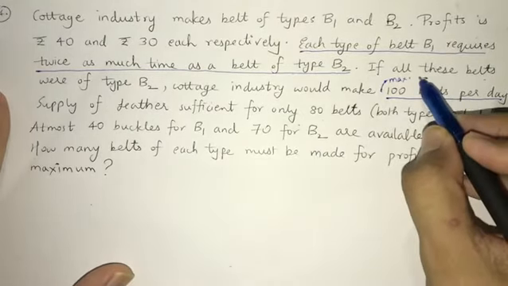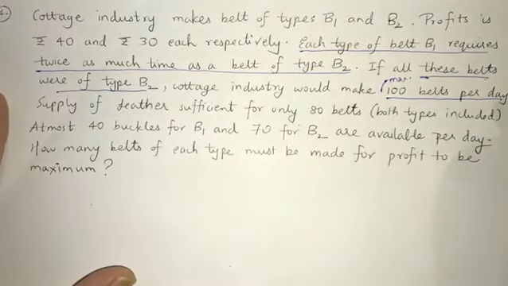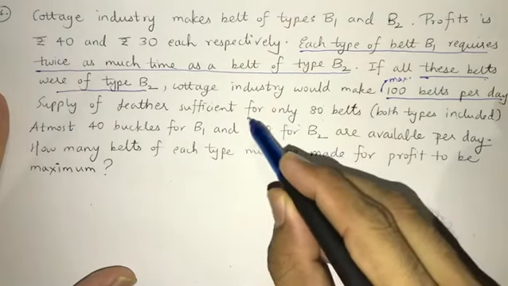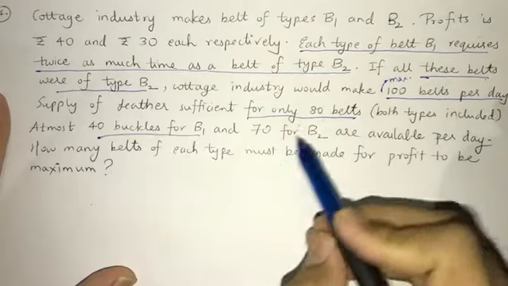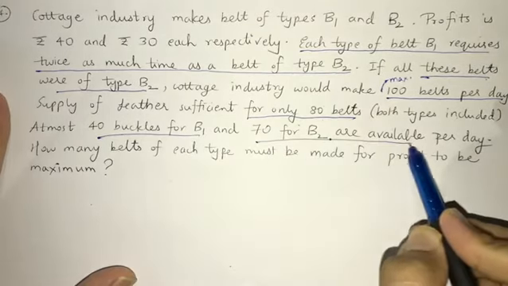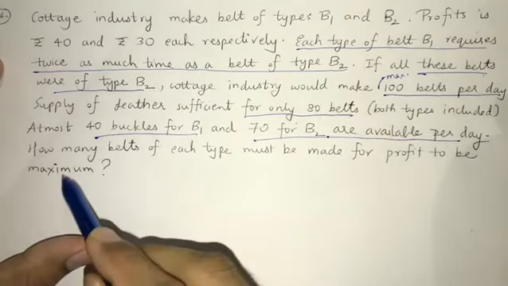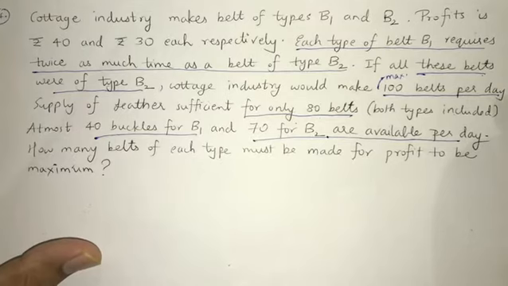So if all these belts were of type B2, then we would have made only 100 belts, maximum 100 belts per day. Supply of leather is sufficient for 80 belts only. 40 buckles of B1 are available, 70 buckles of B2 are available per day, max to max. So how many belts of each type must be made so that the profit is maximum?